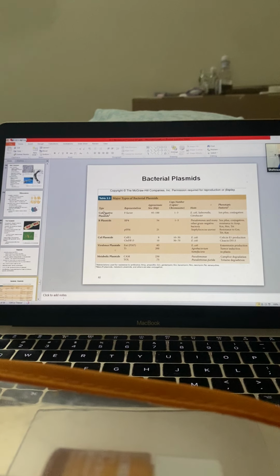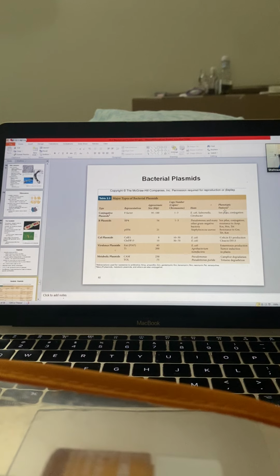There are plasmids that are called conjugative plasmids, and they all represent what we call the F factor. F stands for fertility. And they are one of the larger sizes of the plasmids, about 95 to 100 kilobase pair size. And they usually are in small numbers. Their copy numbers are usually 1 to 3 per chromosome, okay? And you can find these conjugative plasmids in E. coli or Salmonella or Citrobacter.